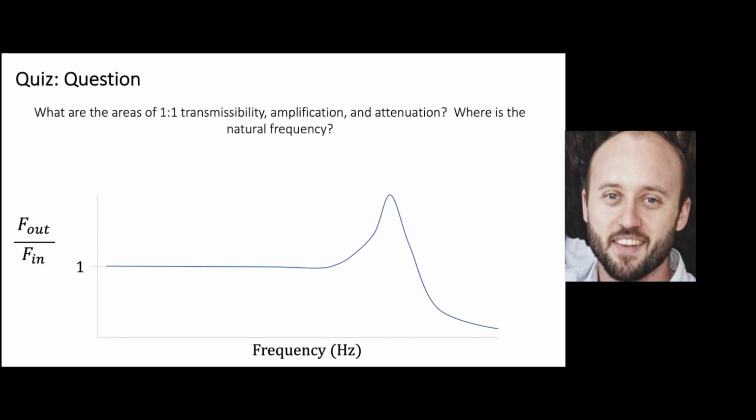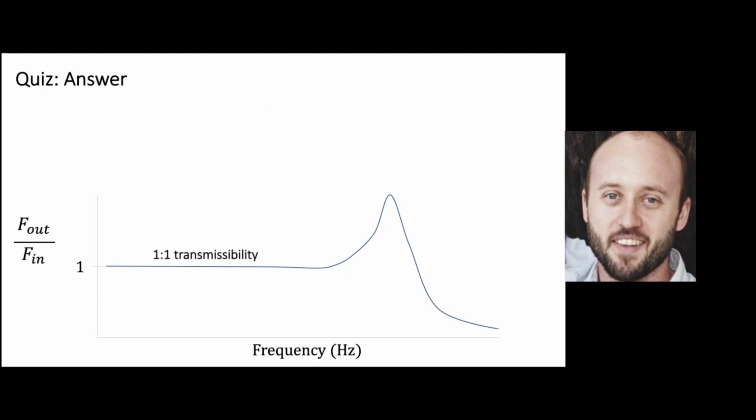And what we'll see as we go through, we're going to get different relationships between output and input. So the question is, and work through this in your head, work along with me, what are the areas on this curve based on the definitions I gave of one-to-one transmissibility, amplification, and attenuation, and where on this plot does the natural frequency occur? So what we would see is that the one-to-one transmissibility occurs at a lower range of frequencies. So this is the flat part of the curve.